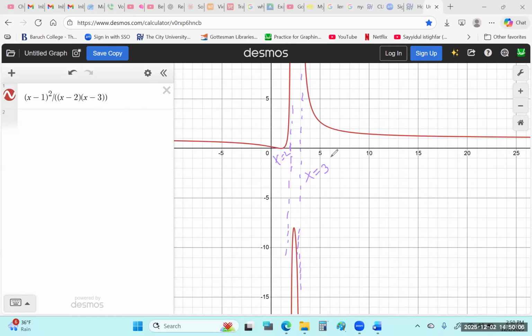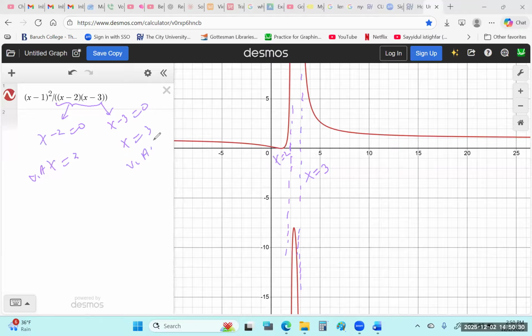So how do you know them? How do you know there's two vertical asymptotes? You look at the denominator. You take the first denominator, x minus 2, set it equal to 0. That gives us the first vertical asymptote. Then you take the second piece of the denominator, x minus 3. You set it equal to 0. You get your second vertical asymptote.